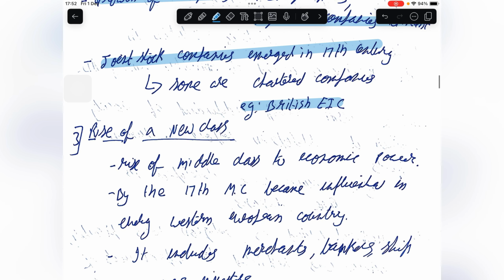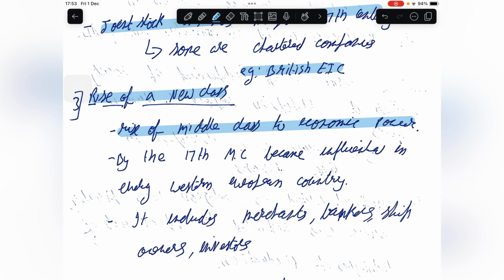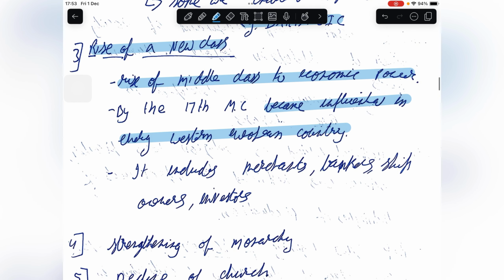So, rise of a new class, as we already talked before. Rise of the middle class to economic power. The new class is nothing but the middle class, and they rose to economic power. By the 17th century, the middle class became influential in every Western European country. So what are these middle class people? Merchants, bankers, ship owners, and investors.